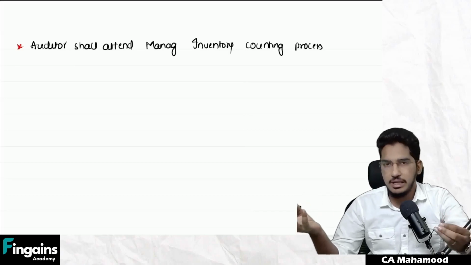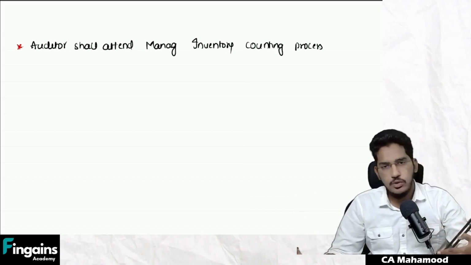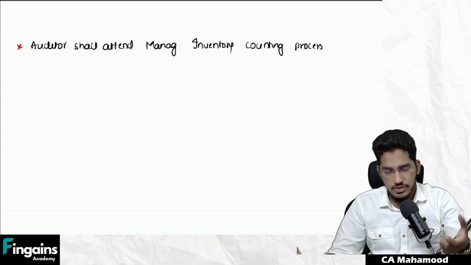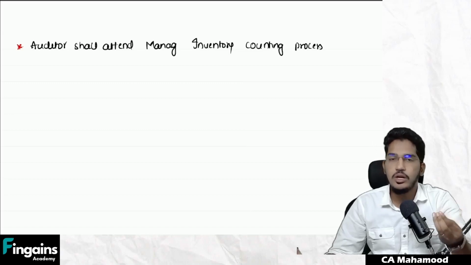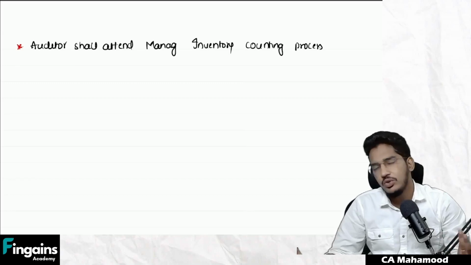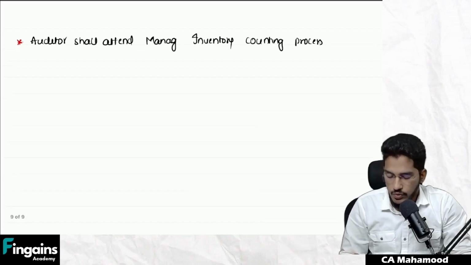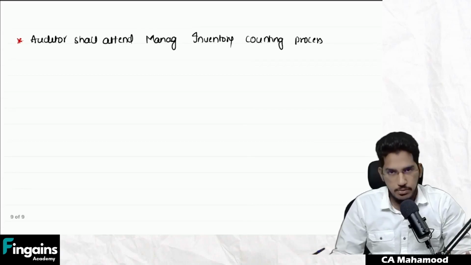Pick up some normal items, so there will be so many items of stock there. Take one random item, try to do the counting, and check whether the physical quantity which is there in the warehouse and the quantity which is there in the books are matching or not. You do some test counts and also try to inspect the quality of the stock. This is what you are supposed to do whenever the management is doing the inventory counting process.